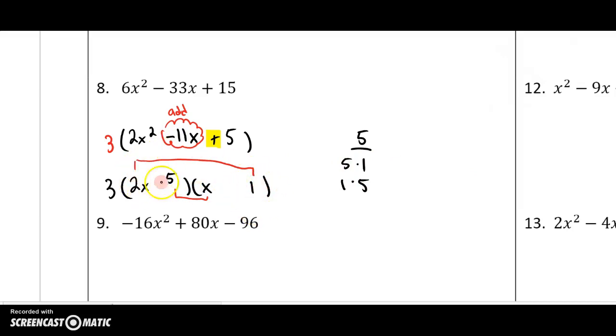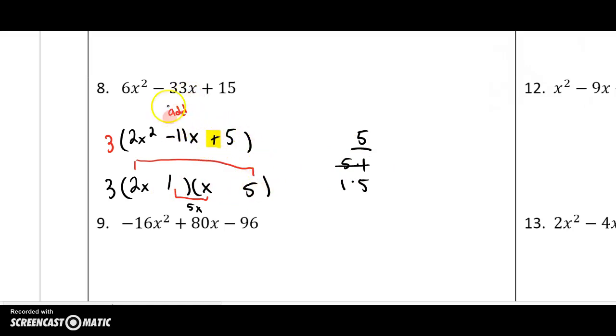If I take the outside stuff, that's 2x. And the inside stuff, that's 5x. If I added those together, would I get 11 or negative 11 if I made them both negatives? No, I would get negative 7 if they were both negatives, which is easy enough to do. So I know it's not that one. Well, what if it's 1 and 5?